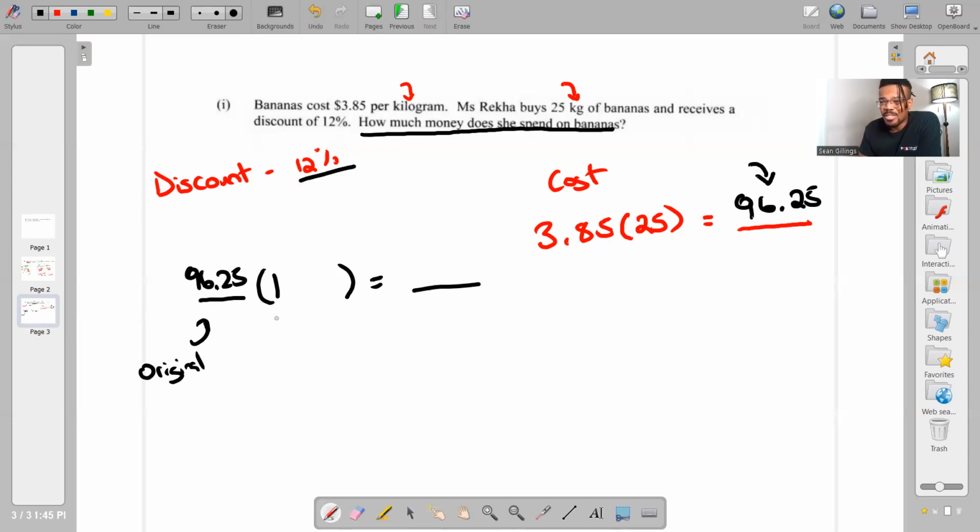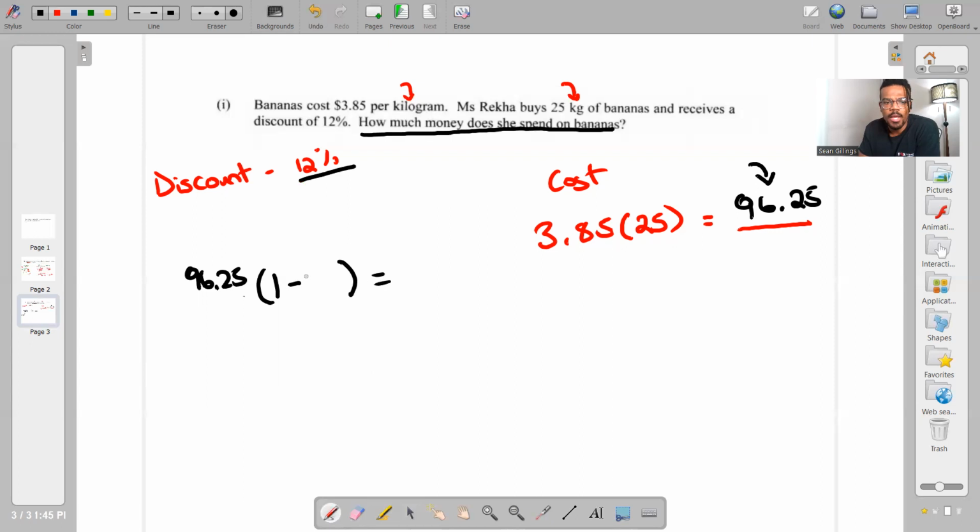Now, what's happening to the value? What's happening to the $96? Is it going to go up? Is it going to go down? What's the action that's happening here? So discount is happening. So if discount is happening, price goes down. If price goes down, you're subtracting here. All right. Okay. If price was going up, then you would be adding.